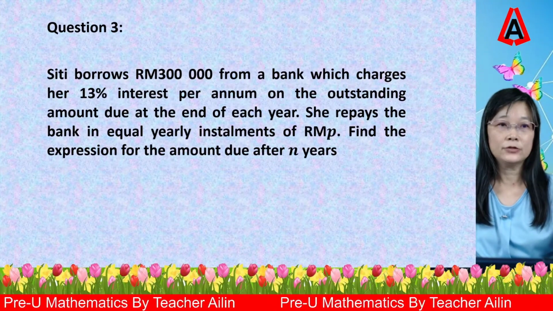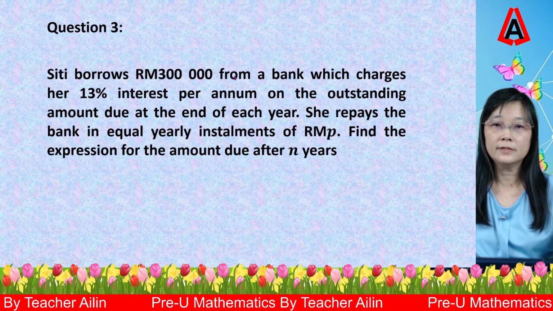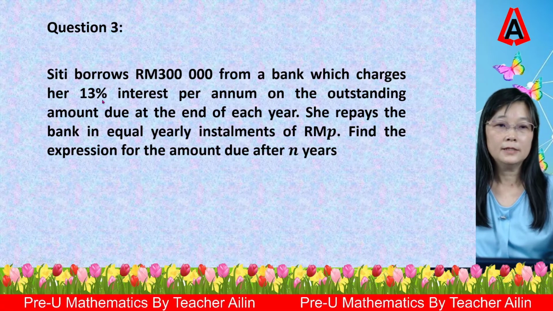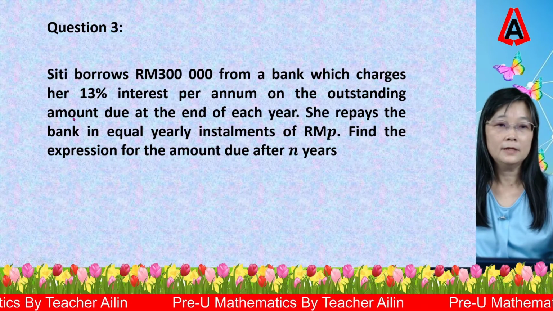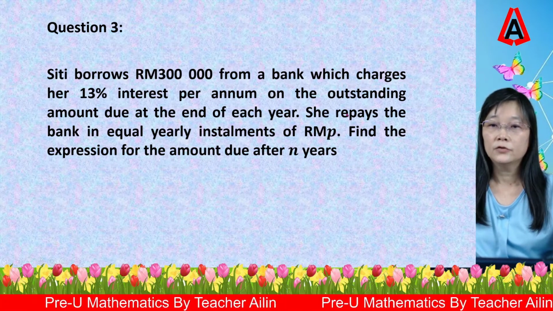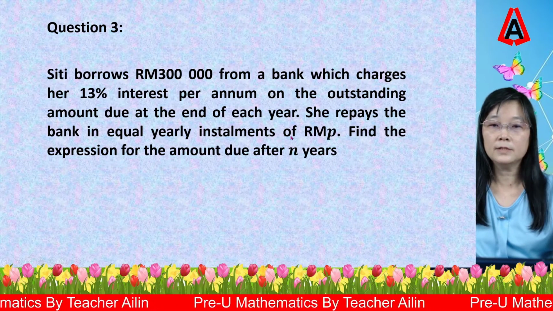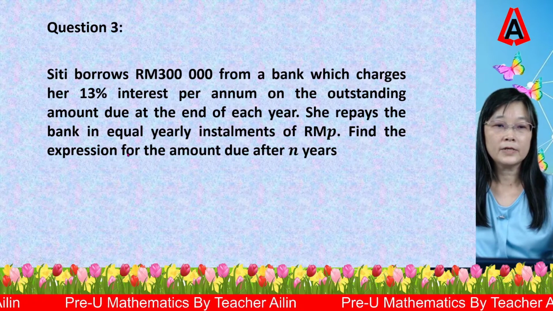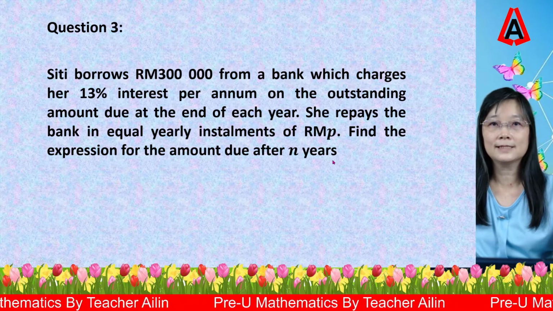Now we proceed to the third question. City borrows 300,000 from a bank which charges her 13% interest per annum on the outstanding amount due at the end of each year. She repays the bank in equal yearly installments of P ringgit. Find the expression for the amount due after n years.